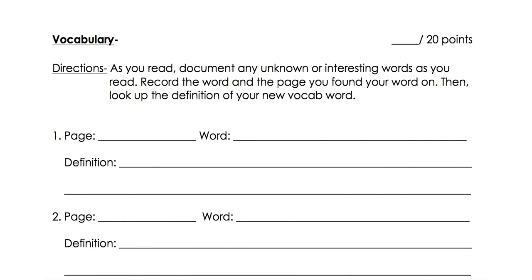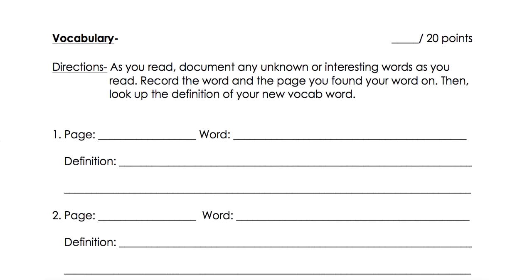Next, we have vocabulary. So as you're reading, you're going to document any unknown or interesting words. And when you find your word, this should be a new word, something that would be beyond the vocabulary realm of an 8th grade student. So, what you need to do is document or write down the page number and then the word that is listed, as well as find the definition. So, again, use whatever means is most convenient for you to find a definition, whether it be a dictionary app or a website, or if you want to go the traditional paper route, that is fine as well.